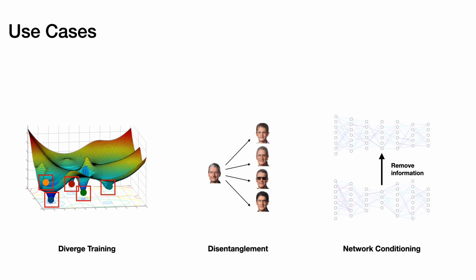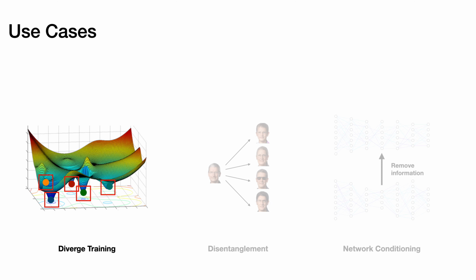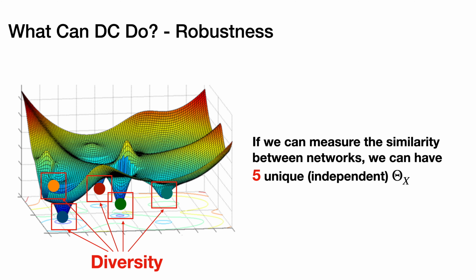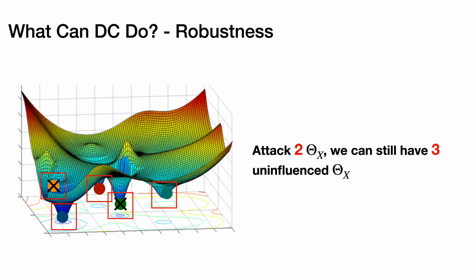Let's move to the actual use cases of distance correlation. In this chapter, I will cover 3 very different applications to show the power of distance correlation. Let's first look at the diverged training setup. If we use distance correlation to impose that 5 networks to be independent, we can have a more diverse distribution of networks. So what's the benefit of this?